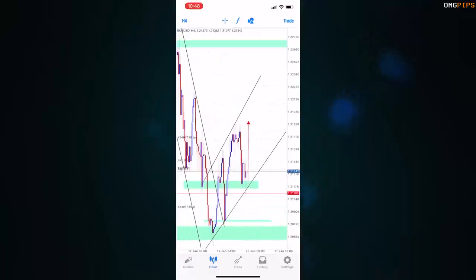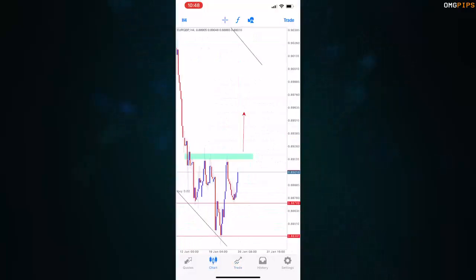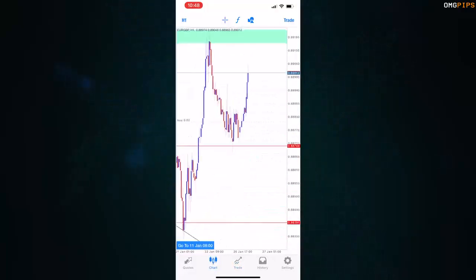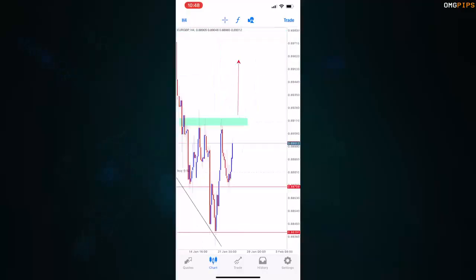So far, so good. When we check Euro GBP, guys, I think we're going to close it. Just going to give it some time because we can see that the market looks like it has lost a bit of momentum. So we're going to enter more trades in the future. For now, the aim is to grow the account. Let's continue growing the account.